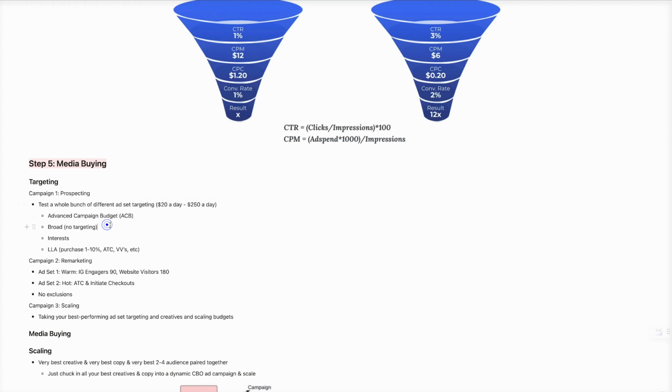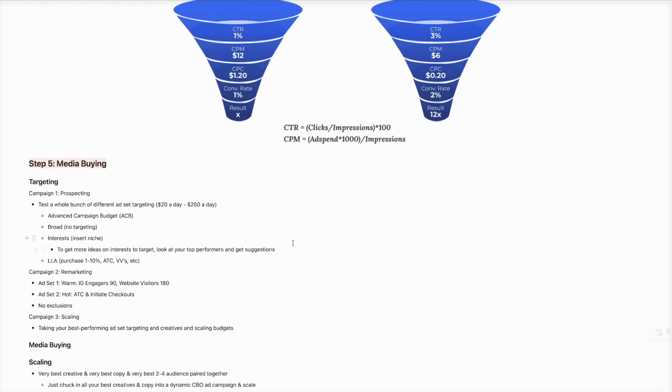And you can go do a couple different things. So broad, no interest is good. Just if your product is really mass market, just saying, hey, Facebook, go find my audience, and it will find your audience if you set it up for conversion optimization, right? Which is pretty standard practice. Set up all of your campaigns for conversion optimization. Go broad, no targeting. You can test different interests based on your products, right? So just the most obvious stuff, right? So insert niche. To get more ideas on interests to target, look at your top performers and just use the Facebook function to get suggestions for what else to target, and that should be fine, right?